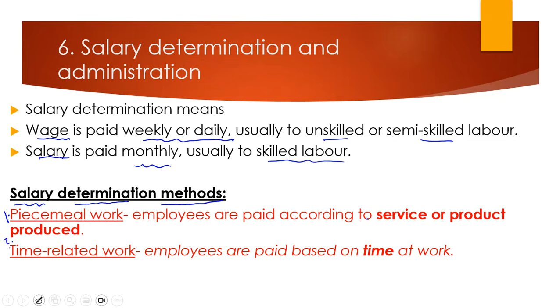Piecemeal means the person is going to be paid according to the service or the product they produced. So this is basically you are paid on commission. If you can sell this many items, then you'll be paid a commission on those items. That would be piecemeal work, when you are paid according to how much you produce. Or the second salary determination method is the time-related method, where you are paid according to how much time you spend at work. All right, so those are the two salary determination methods. So the business will have to decide which method to use.